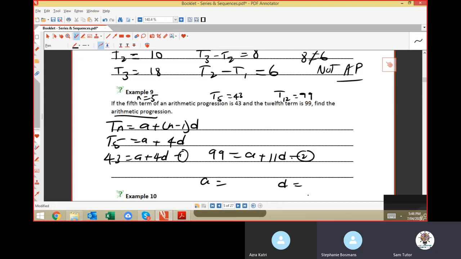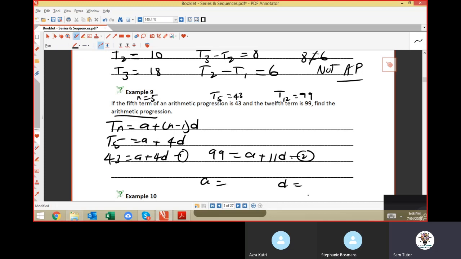Okay, I got D equals 8 and A equals 11. Say that again. I got A equals 11 and D equals 8. A equals 11 and D equals 8. Okay, Ezra? Yeah, I got the same.